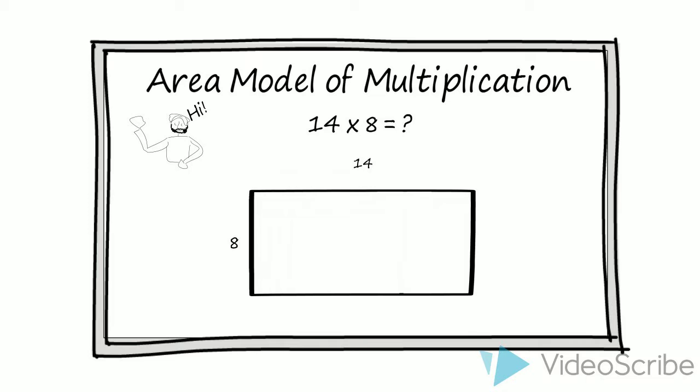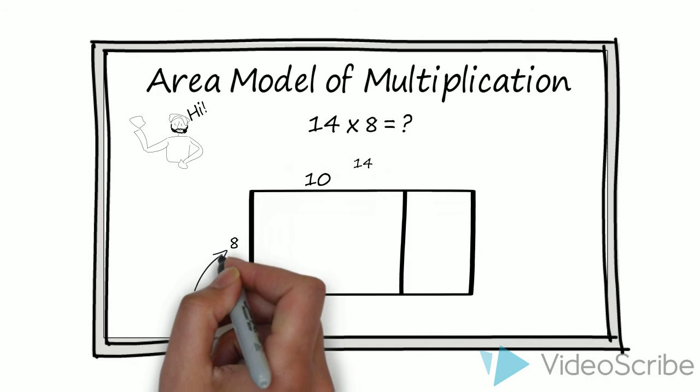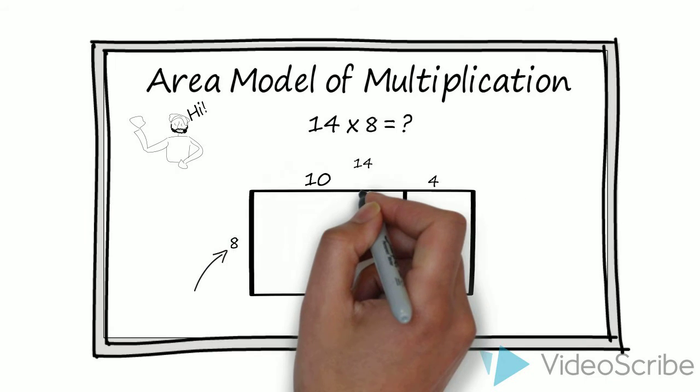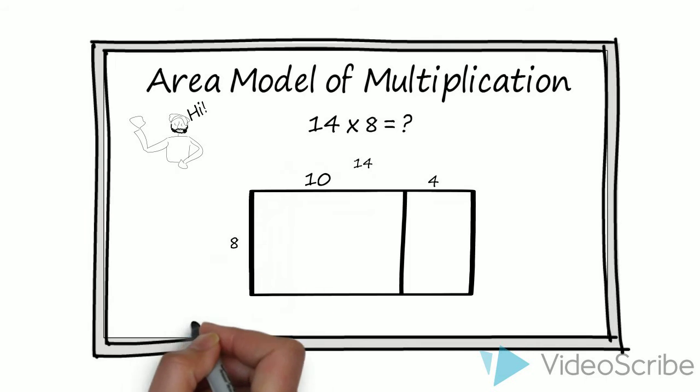smaller rectangles. I'll draw a line here, and now I have created an 8 by 10 rectangle and an 8 by 4 rectangle. Together, these two smaller rectangles still take up the same amount of space as the big one, but I have a feeling they'll be much easier to work with.